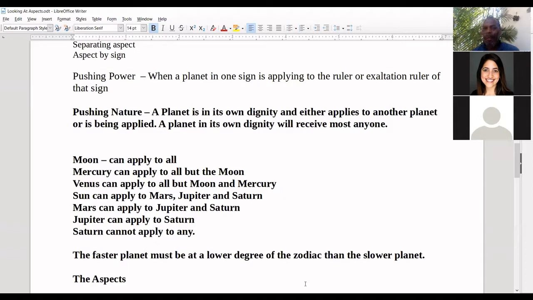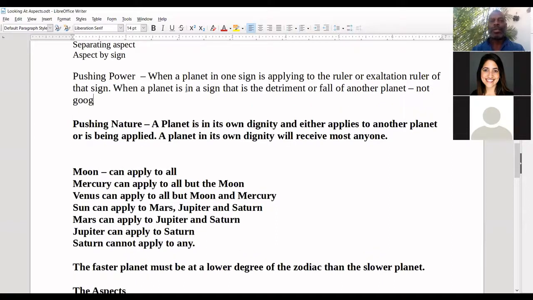Now, why did I bring that up? Because it really does matter, and it matters to the opposite as well. That means you don't want a planet in a sign that is the detriment or fall of another planet.